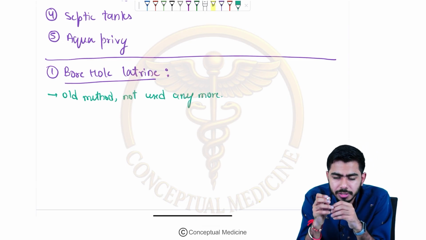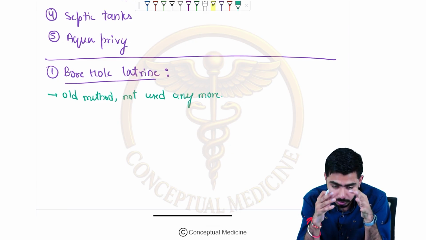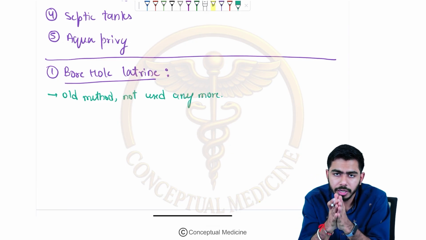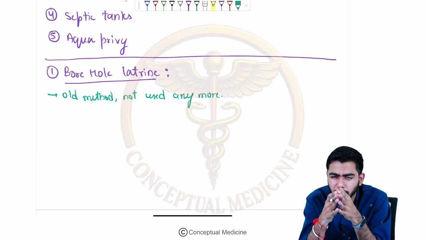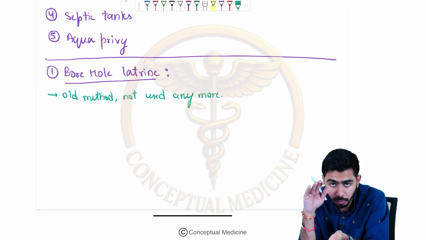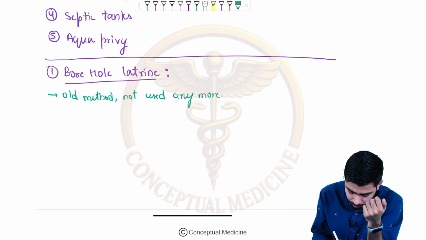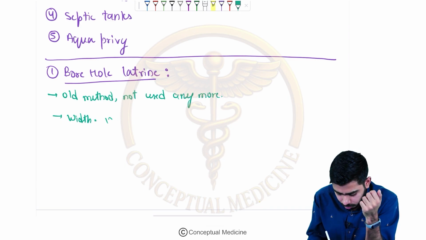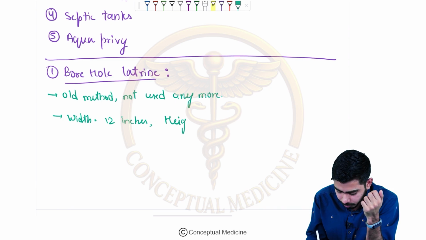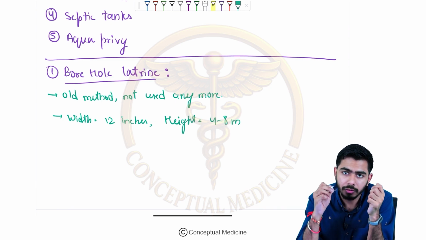Basically in this category, they used to make a borehole, and this borehole had a width of around 12 inches and a depth of around 4 to 8 meters. So I'm writing it over here as well: the width was around 12 inches and the height of it used to be around 4 to 8 meters.